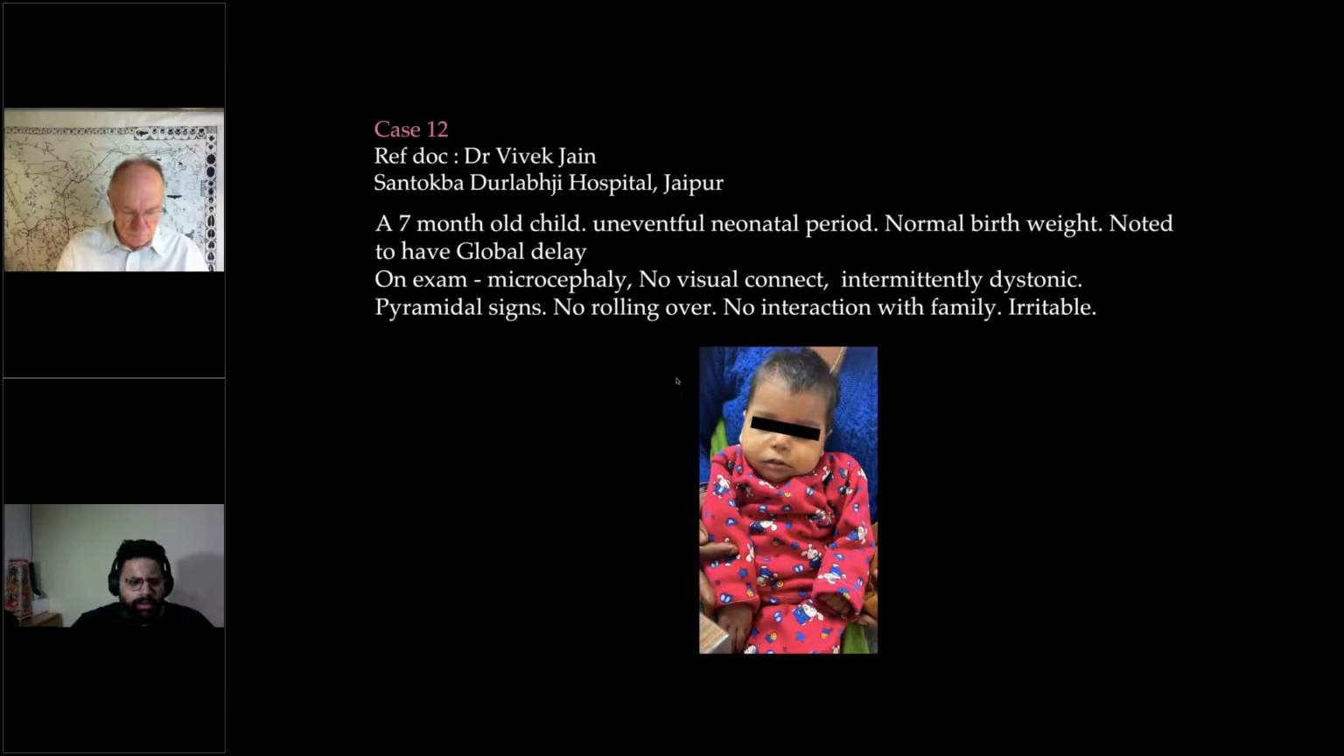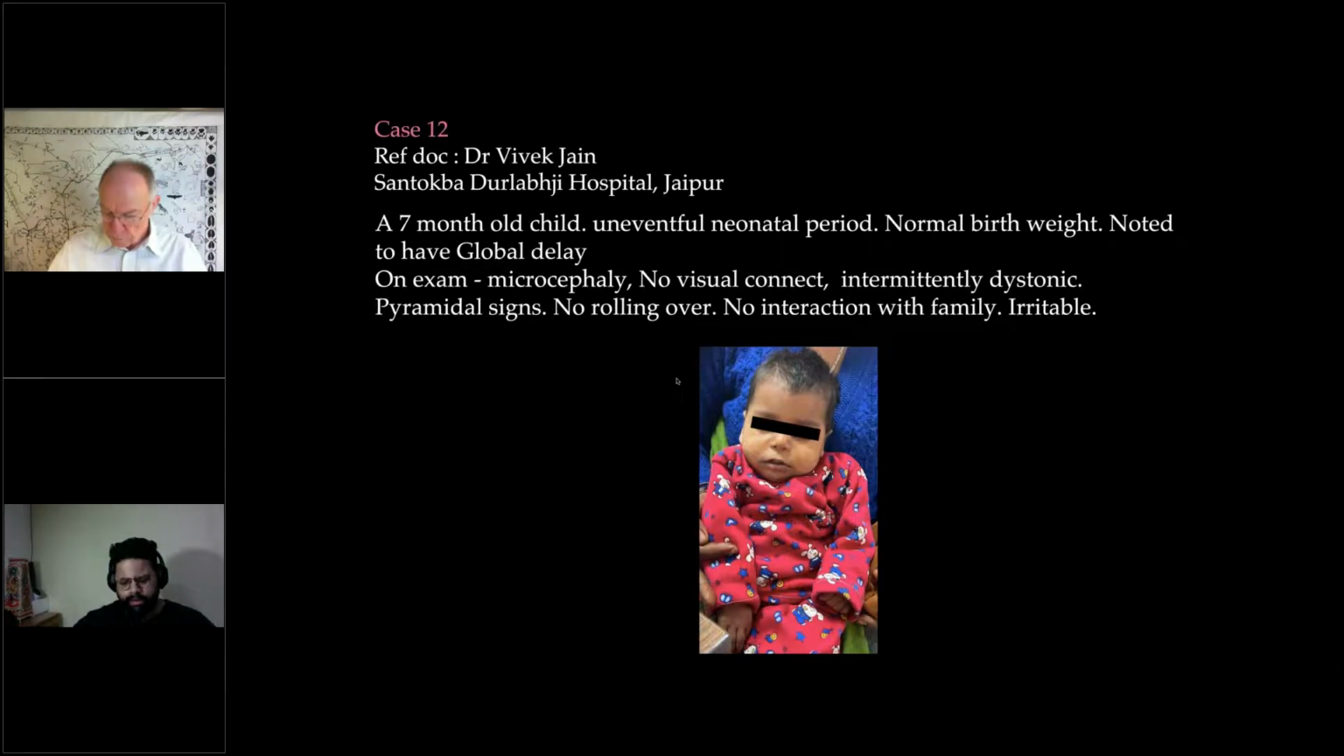Okay, so this is a 7-month-old girl child who had an uneventful neonatal period. So she had a normal birth weight, a good weight. And as she grew, parents noted significant delay. She is cognitively like a 2-month-old baby, motor-wise maybe around just 4 months. Microcephalic, no visual connect, hearing is normal. She has significant bilateral spasticity with pyramidal signs and intermittent truncal dystonia, and very irritable, just doesn't sleep. Parents actually brought her in for the irritability more than the delay.